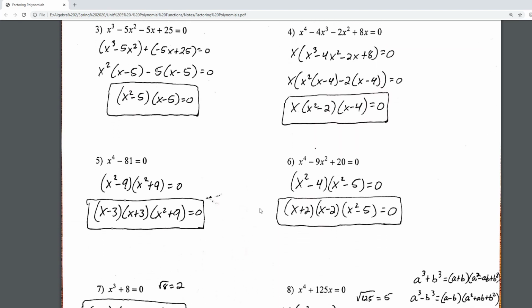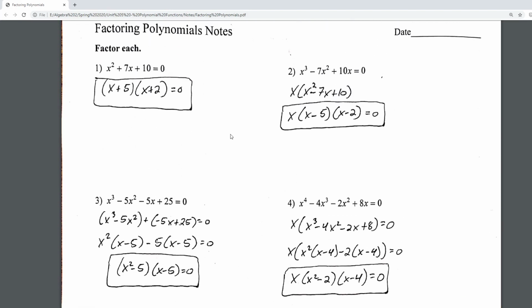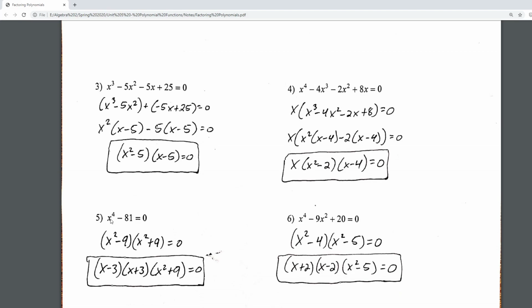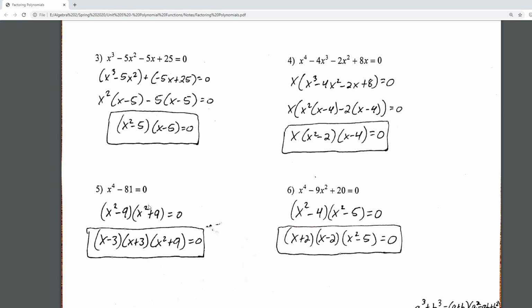All right, then we go on to number 5 and 6. 5 and 6 are a little special because they look exactly like 1 and 2, except I have x to the fourth as my largest power. So this is a quartic. This first one, 5, is a quartic binomial. 6 is a quartic trinomial. I'll talk through what happens with both of these.